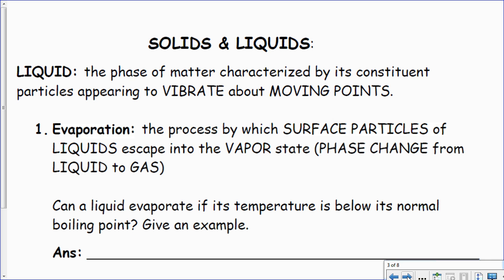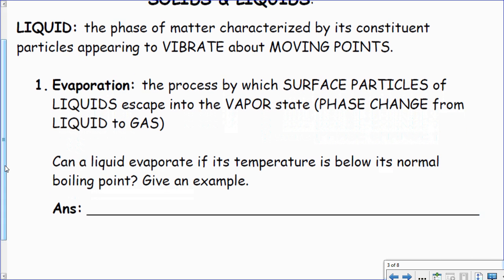A liquid, obviously, is a phase of matter characterized by its constituent particles appearing to vibrate about moving points. This is like a jar full of marbles, mentally, if you're thinking about your particle diagram. Evaporation is the process by which surface particles of liquids escape into the vapor state. I remember that great image that I drew when I was studying this a long time ago. So you want to draw some particles in here. Make sure you're making this annotation. These are all liquid particles. They spread out to the walls of the container, but they don't fill the entire volume of the container.